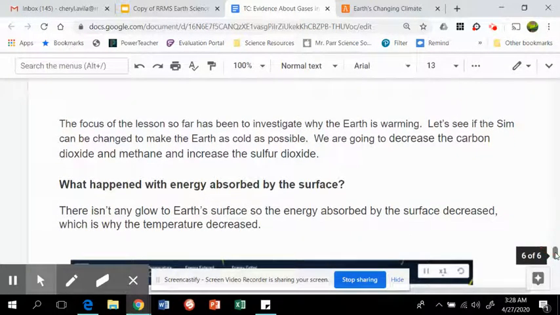The focus of this lesson so far has been to investigate why the Earth is warming. Let's see if the sim can be changed to make the Earth as cold as possible. We are going to decrease the carbon dioxide and methane and increase the sulfur dioxide.